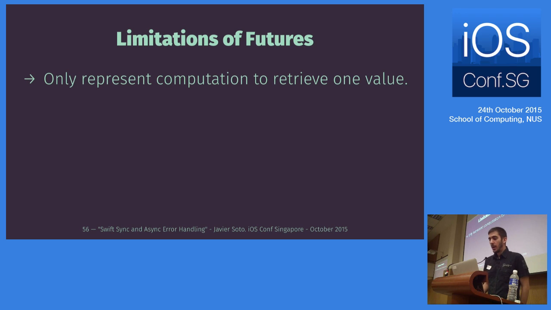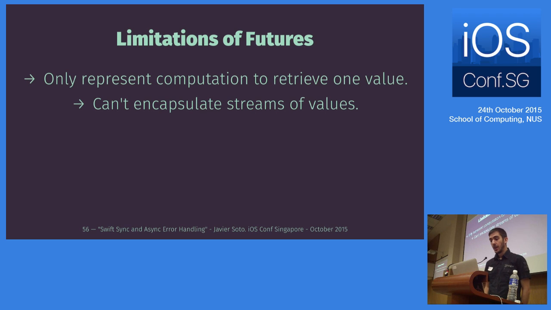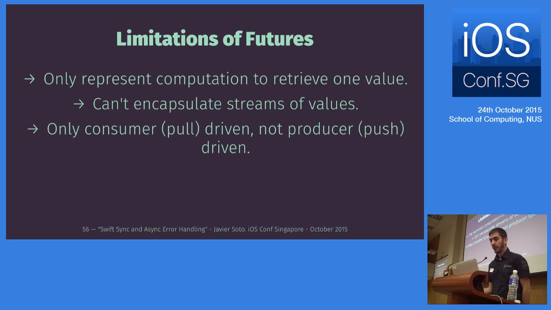So it can't represent something like a continuous stream of values. An example of this would be a gesture recognizer. A gesture recognizer is something that gives you values, like the position on the screen of the finger, asynchronously, because you don't know when the user is going to touch the screen. But it's not just one value, like a Future would give you. It's many values, as many as positions on the screen the gesture gives you. So Futures are not going to work there. They can't encapsulate streams of values.